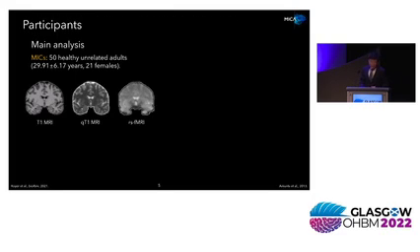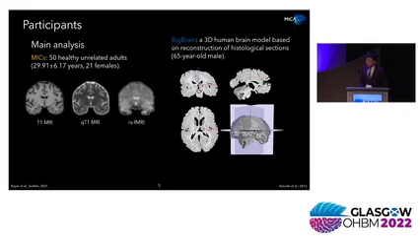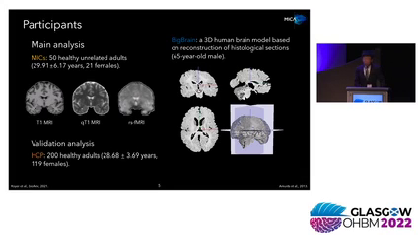In the main analysis, we studied mixed datasets, including 50 healthy, unrelated adults. All participants have quality-controlled T1-weighted MRI, quantitative T1 MRI, and resting-state functional MRI. We also studied BigBrain, a three-dimensional human brain model, as we mentioned before. It's based on a reconstruction of histological sections from a 65-year-old male. And to validate our findings, we studied HCP datasets with 200 healthy adults.